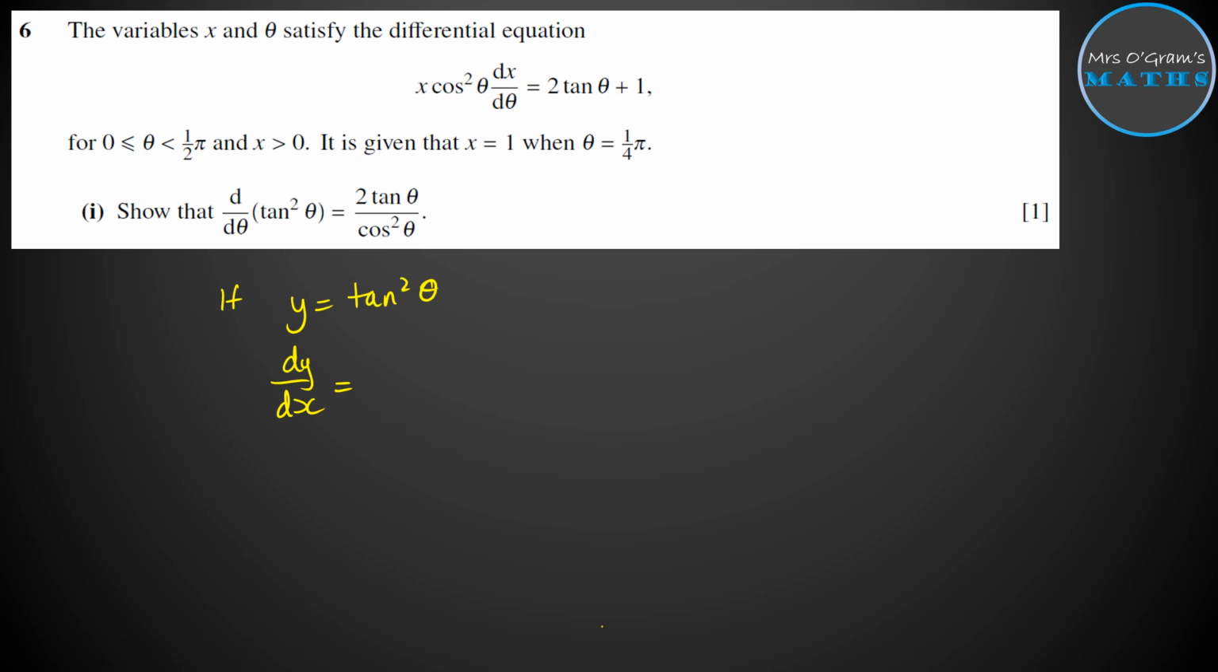So if we set y equal to tan squared theta, because we're just being asked to differentiate that tan squared theta, we need to show how that works. So we're doing the chain rule, so it'll be 2 tan theta multiplied by the derivative of tan, which is sec squared theta. Now sec is 1 over cos, so that becomes 2 tan theta over cos squared theta.